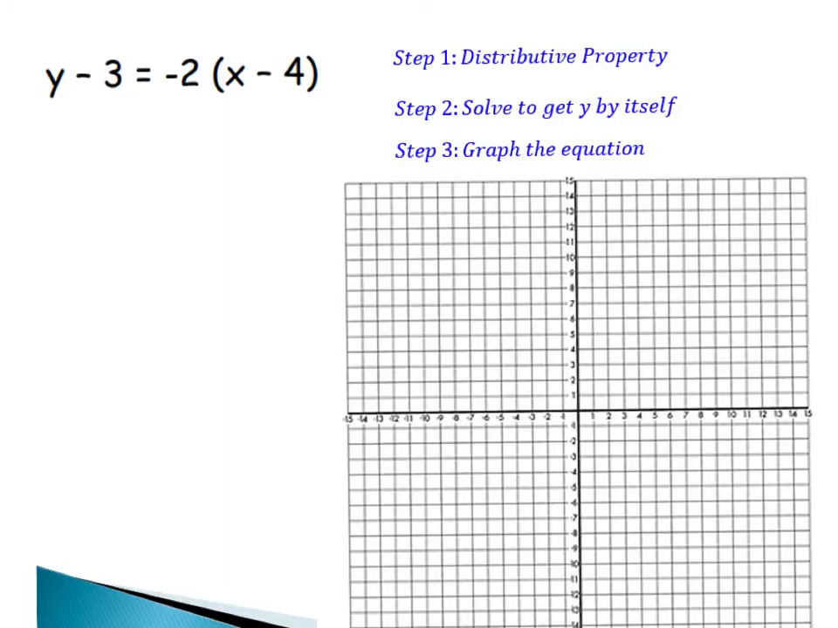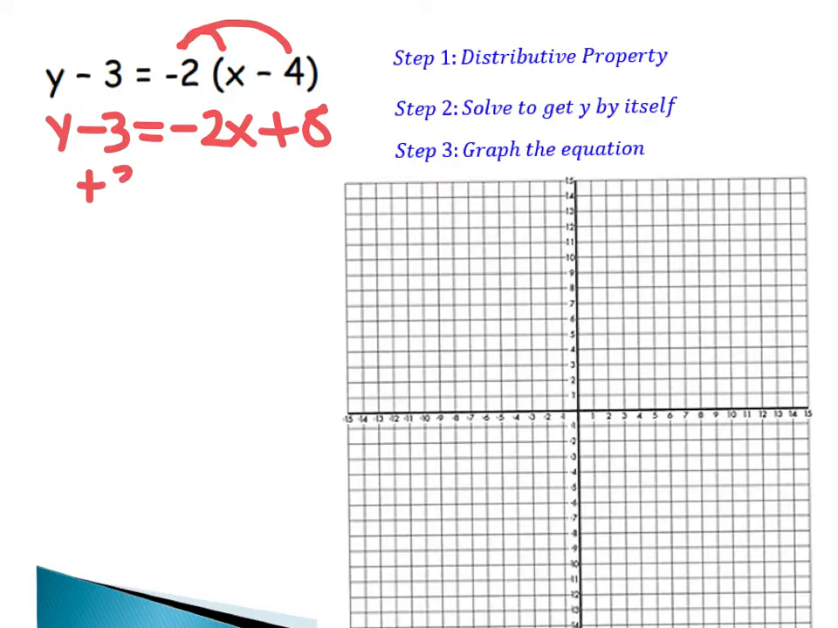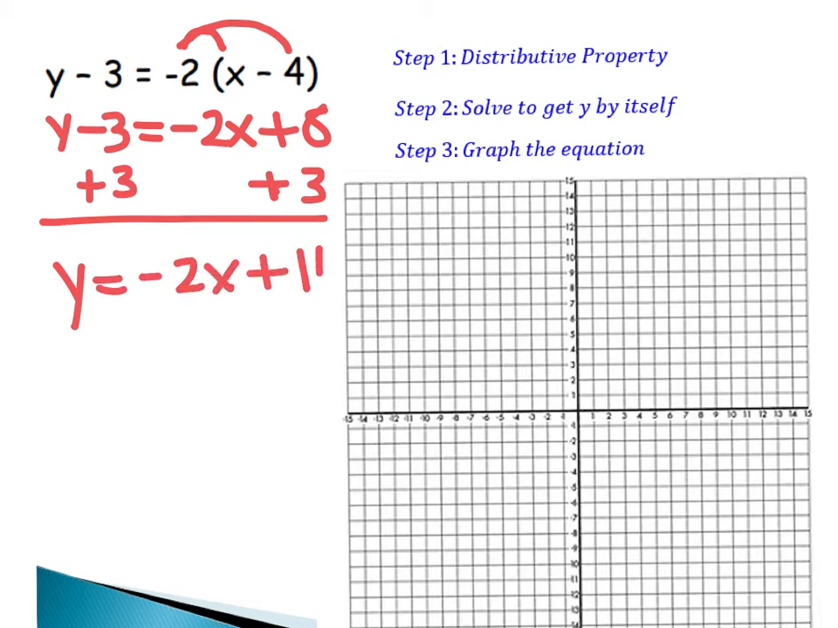Now, in order to graph an equation in point-slope form, you're first going to use the distributive property. So I would distribute the -2 to both of my terms. So it'll become y minus 3 equals -2x plus 8. Then you're going to finish solving to get y by itself. So you would add 3 to both sides to get y equals -2x plus 11.